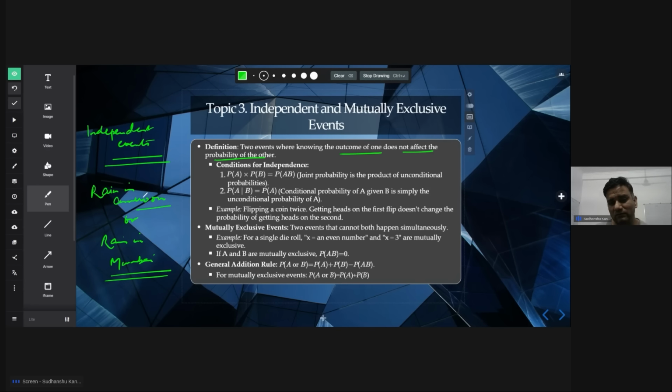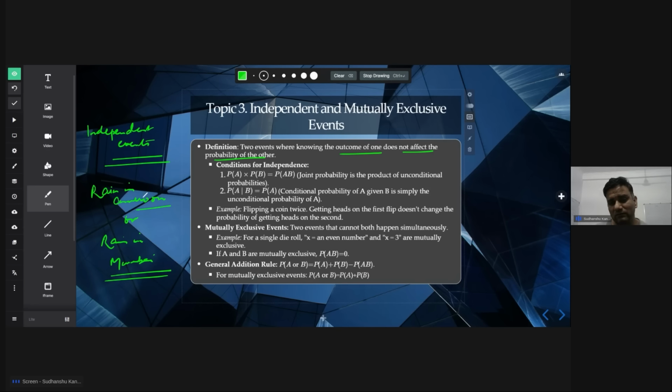Let me put it in the next slide. So what is the general rule here? Please remember, the general rule is that the probability of A union B, which can also be called the probability of A or B, and the probability of A intersection B, which can also be called the probability of A and B, or the joint probability P(AB). The general rule, applicable to all independent or dependent events, is P(A union B) plus P(A intersection B) is equal to P(A) plus P(B).